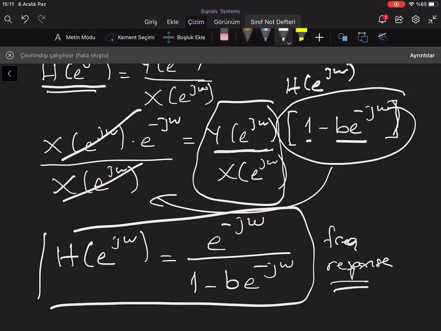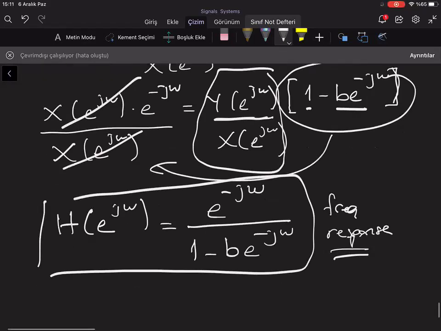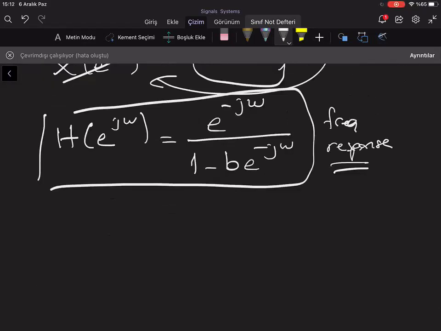h(n) is the impulse response. So from here, I should go to find h(n). This is the question. How should I do it? I don't do any integrations or anything like that. Instead, I look at this one.